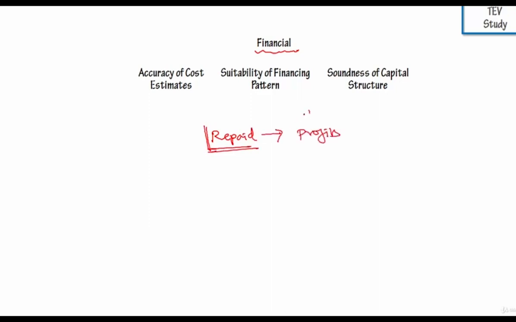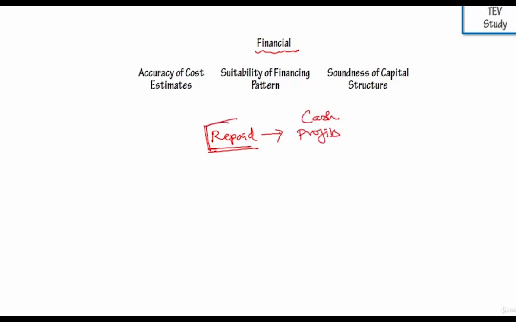Next, financial viability of a project. In the TEV report, this aspect will also be addressed. Why? Because the ultimate objective when a loan is sanctioned is that it should be repaid. So how is it going to be repaid? It will be repaid out of profits, or let's say cash profits of the business.